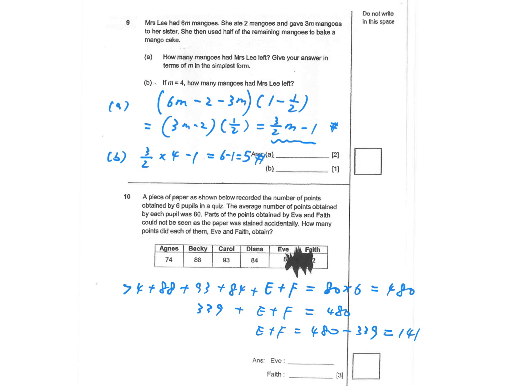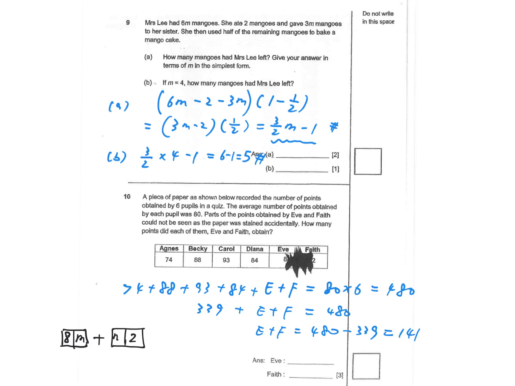Okay, now let's do some analysis on the scores of Eve and Faith. For Eve, we can see the first digit, which is 8. But the next digit, we don't know. So let's draw 2 digits to represent Eve's score. The first digit is 8. And the next digit, we don't know, so let's represent it by m. Okay, now let's look at Faith's score. Again, it should be 2 digits, right? And the last digit is 2, but the first digit, we don't know what it is.